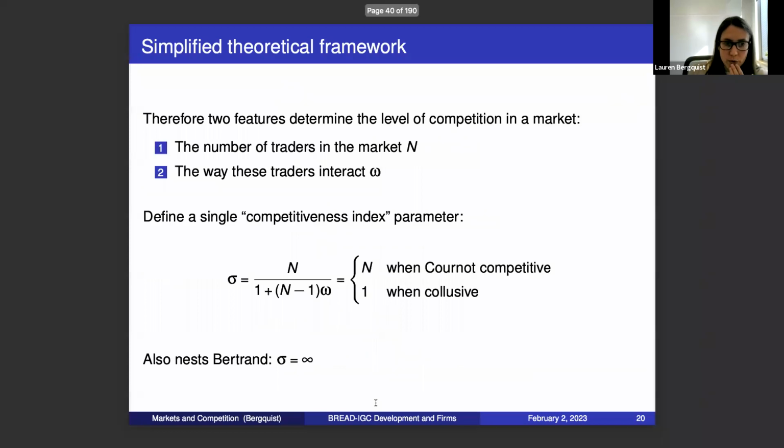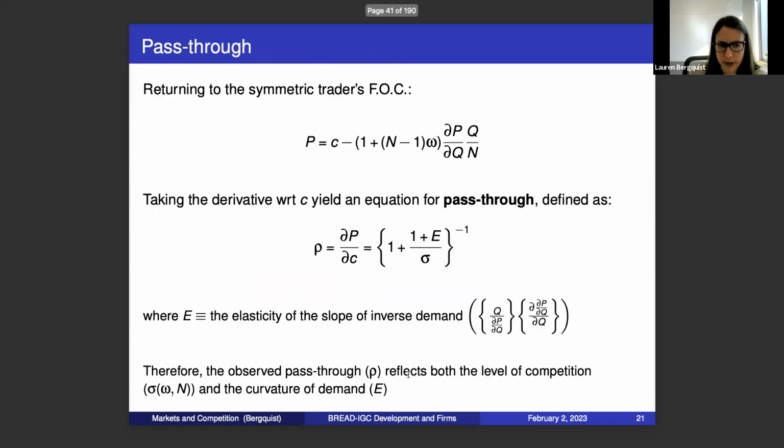So we're going to summarize those two features of competition, the number of traders in the market and the way those traders interact, into a single competitiveness index parameter, sigma. Okay? And this is going to be useful in just a moment. And again, we can think about what this is when we're in a Cournot competitive environment or a collusive environment. Okay? And again, also Bertrand. Okay, so I'll come back to why we've gone through the algebra here on sigma in just a moment. Let's go back to the first order condition here.